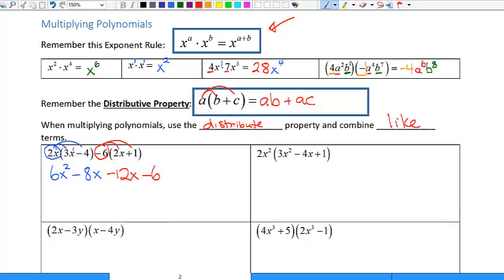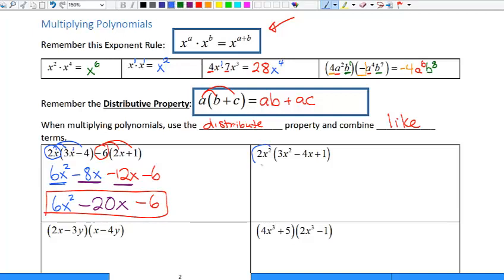At this point, I'm going to look for like terms, and I'm going to add them. It looks like 6x squared doesn't have any other terms like it, but the two middle ones, negative 8x and negative 12x, do have like terms because they both have the same variable part x. So that means I'm going to add their coefficients to get negative 20 and keep the variable part the same. And then negative 6 doesn't have any like terms either. So that's my final answer.